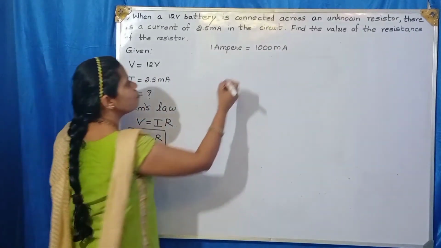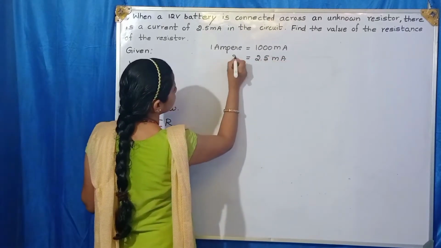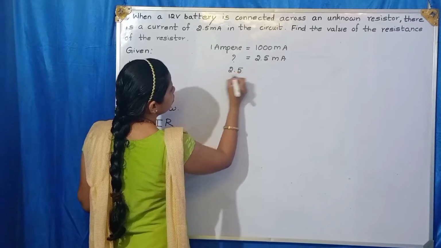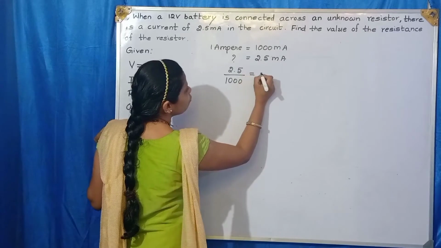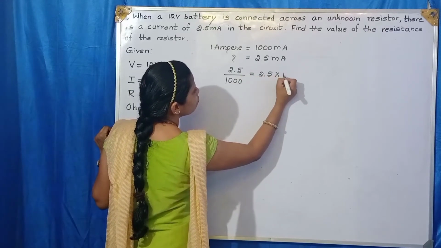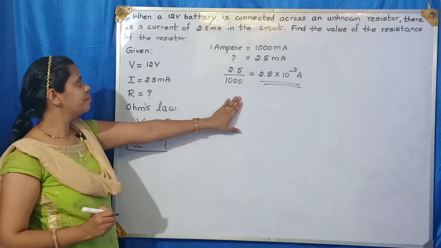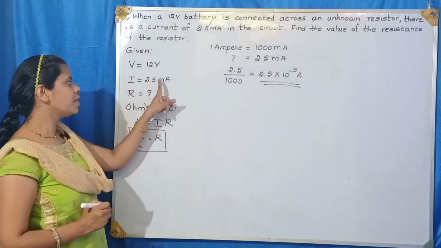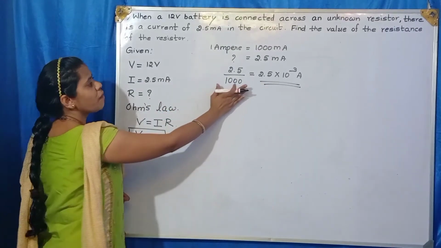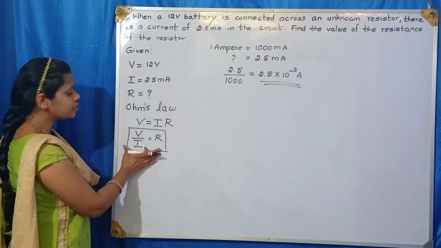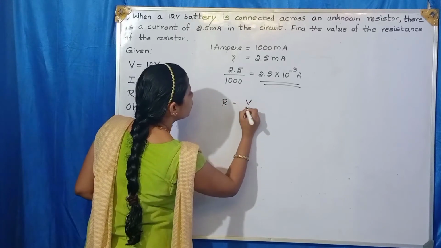Therefore, 2.5 milliampere, how much will it become? 2.5 divided by 1000. This is nothing but 2.5 into 10 to the power of minus 3 ampere. Isn't it? We have converted this milliampere into ampere. Now, substitute the value of I and V in this formula. That is, R is equal to V by I.